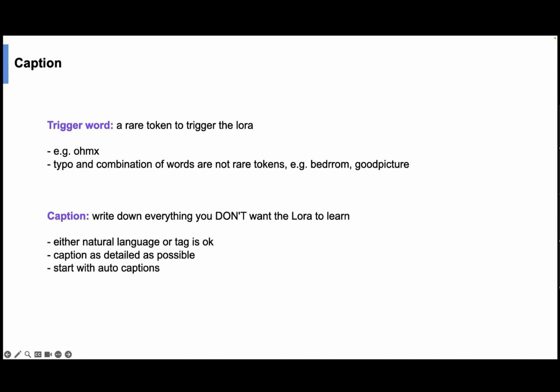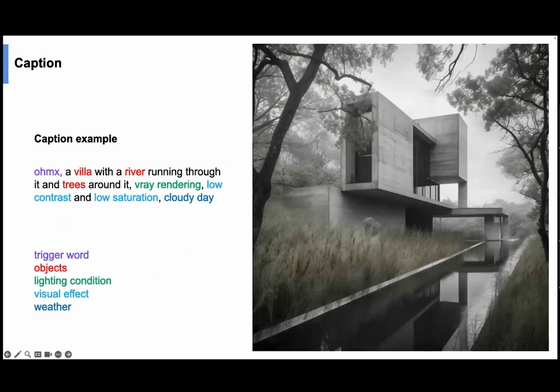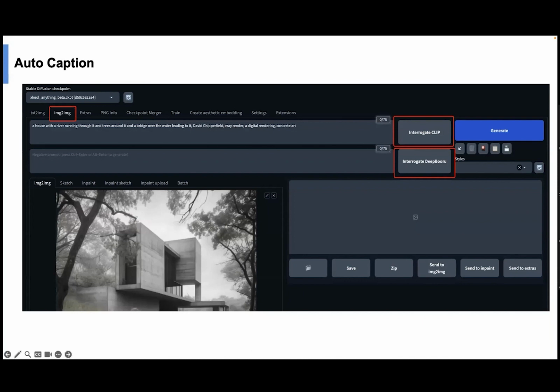Here's an example of caption. And for the image on the right-hand side, the caption should include a trigger word and description of objects, lighting condition, visual effects, and weather. And you could definitely caption more details about the grass or the skies or so on. And that's it. However, for larger datasets or just to make our lives easier, we usually use an auto captioner to begin with the captioning.